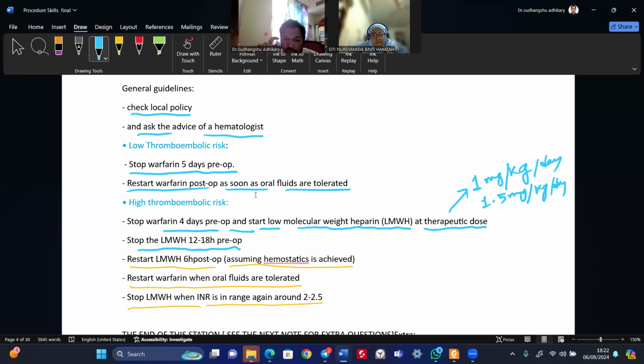We restart warfarin when oral fluids are tolerated, and we check the INR. If it is within the normal range, which is 2 to 2.5, then we can stop low molecular weight heparin and continue warfarin.